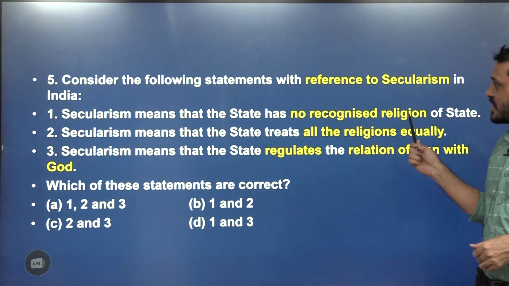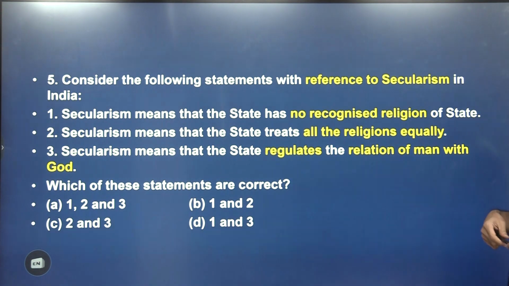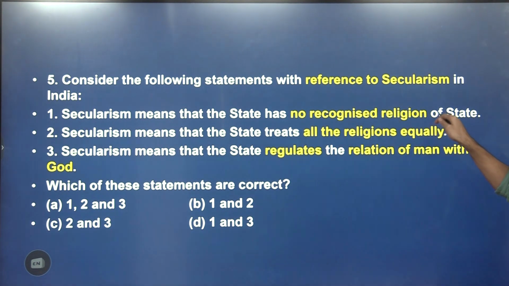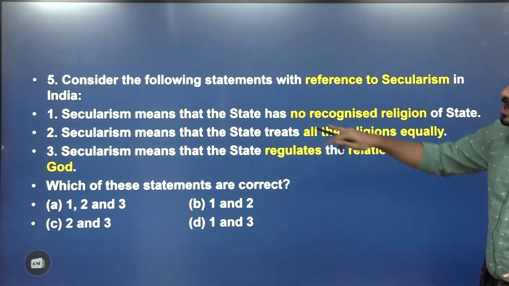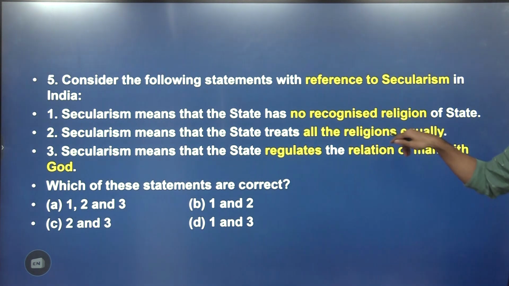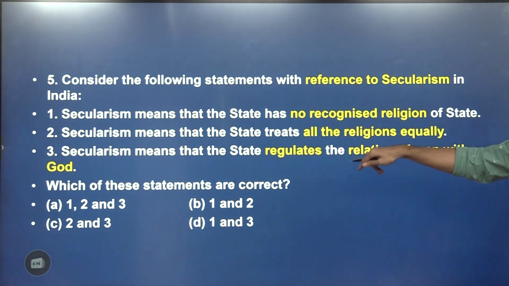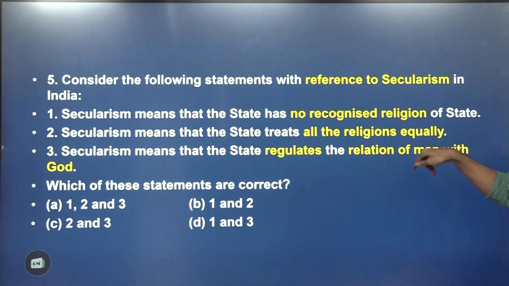Consider the following statements with reference to secularism in India. This is one more question regarding secularism. Secularism means that the state has no recognized religion of state. Do you agree with this statement? Or else, if we come back to this statement again: secularism means the state treats all the religions equally. Next: secularism means that the state regulates the relations of man with God. So out of these, which statement do you think is right?